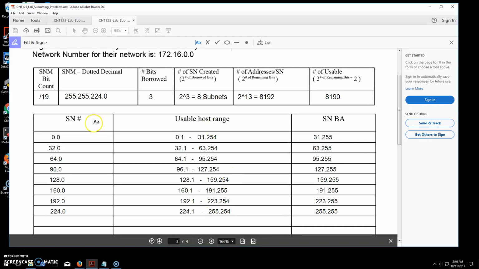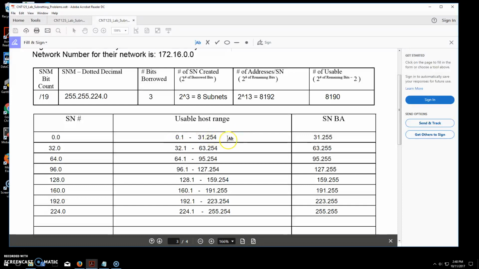So there is my 8 subnets, 1, 2, 3, 4, 5, 6, 7, 8. And in there, the 8,192 addresses per subnet. Because if you think about it, I'm going to go 0.0, 0.1, 0.2, 0.3, 0.255, 1.0, 1.1, 1.2, 1.3, 2.0, 2.1, 2.2, 2.3, the whole way up to 31.255. That's how I'm getting the 8,000 addresses in here.